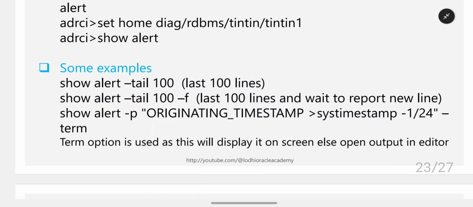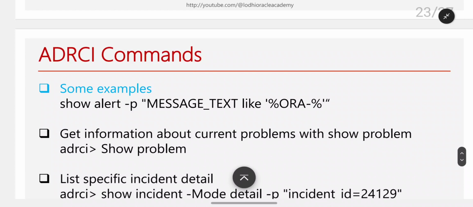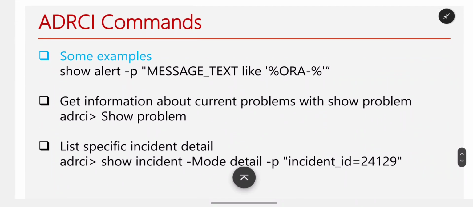Show alert -p "originating_timestamp > systimestamp - 1/24" -term. The term option is used as this will display it on screen, else it opens the output in an editor. Now we are showing different examples, like show alert -p "message_text like '%ora-%'". It will show all the ORA errors.